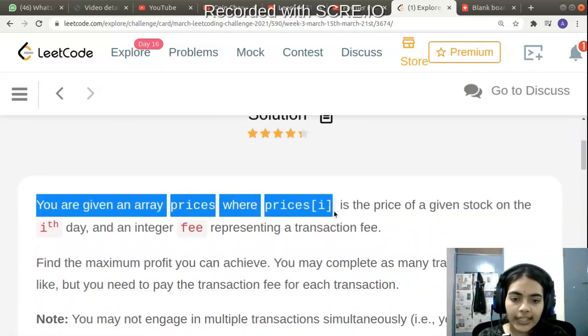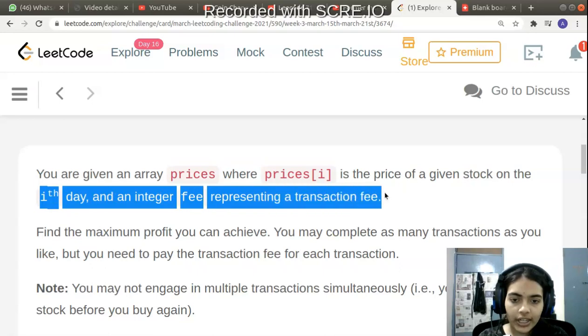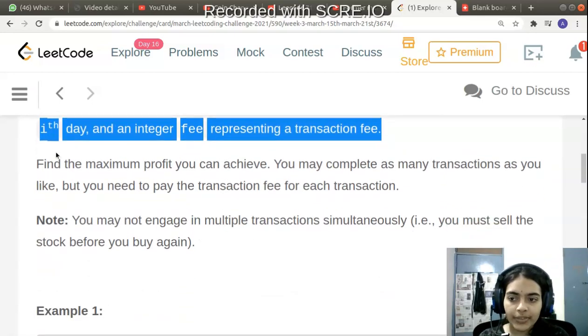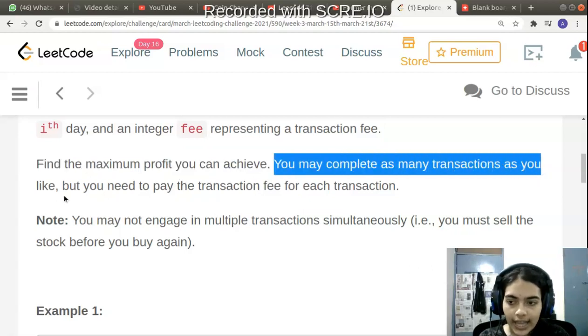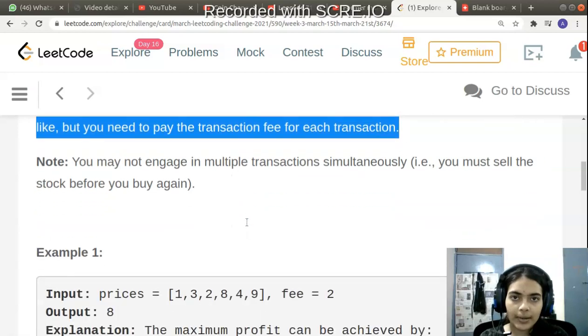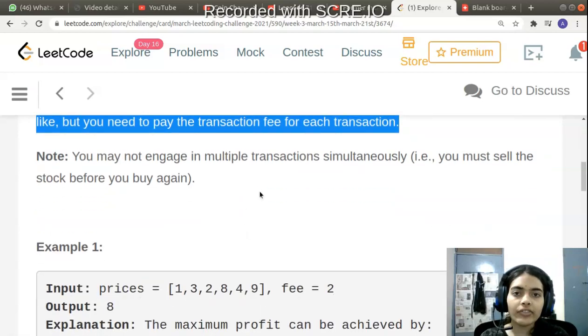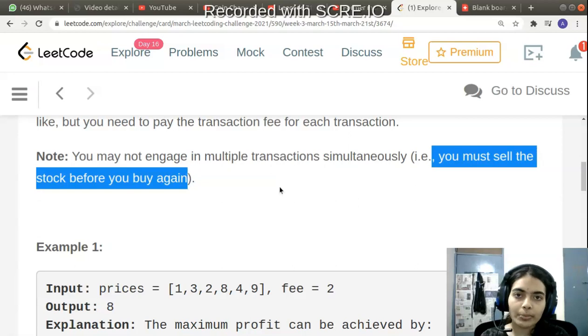You are given an array prices where prices[i] is the price of a given stock on the ith day and an integer fee representing a transaction fee. Find the maximum profit you can achieve. You may complete as many transactions as you like, but you need to pay the transaction fee for each transaction. So many transactions are allowed, but every time you do a transaction, you have to bear the cost of the transaction. You may not engage in multiple transactions simultaneously, so you must sell the stock before you buy again.